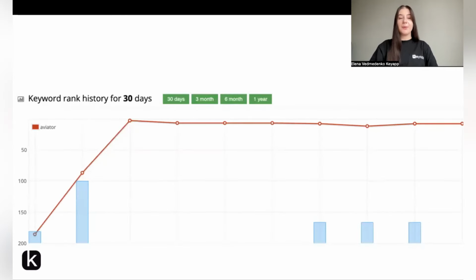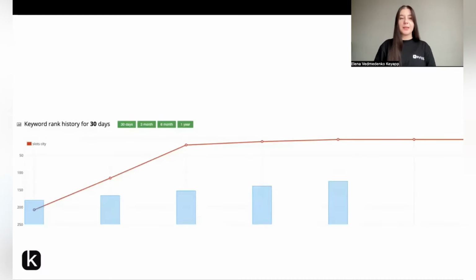The next example is also a brand name. It is called Aviator, and this brand name is popular in India and Brazil, for example. We may see that the application was in top 200, then 10 and 50 installs were used, and actually the application started to occupy top 1 in just 3 days. So within 2 days, the installs were added, and on the 3rd day, the application already occupied top 1.